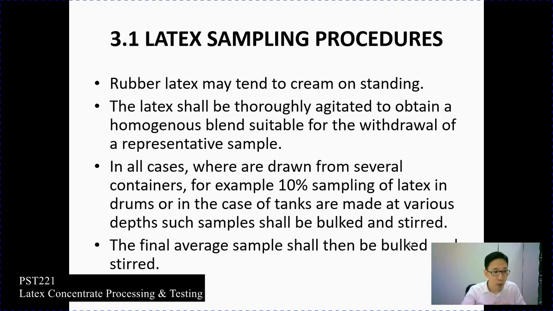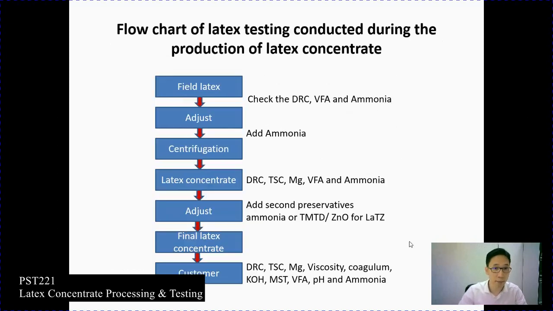For example, you have a latex tower, so maybe you take at a depth of 1 meter, and then 3 meters, 5 meters, and so on. So at each different depth you only take approximately 10% sample. Okay, so that you have a more homogeneous sample, and then the final average sample shall be bulked and stirred, and whenever you take a few amounts of your latex sampling, you mix thoroughly, and it will be your homogeneous sample.